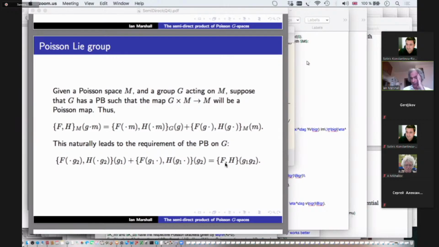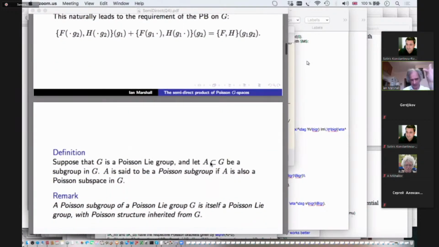So this is a requirement. If you want to have this picture, as soon as you ask for a Poisson structure on G to be compatible with the action, you immediately arrive at this condition. And if you look at what happens here, if g1 and g2 are both equal to the identity element, then the Poisson bracket of f and h at the identity appears twice. So you get 2 times this thing is equal to itself, so it has to be 0. So the Poisson bracket vanishes at the identity.